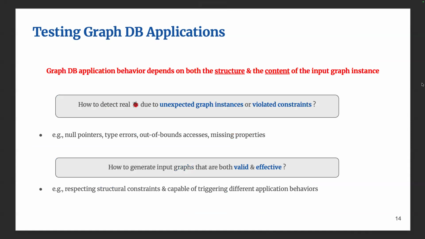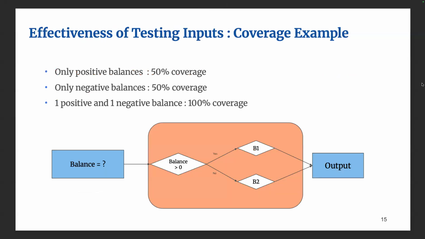So the main motivation is, in the graph database application setting, the behavior depends on both the structure and the content of the input graph instance, and we want to detect real bugs that are due to unexpected graph instances or violated constraints. To do so, we want to have property graphs that satisfy PG-Types and more complex PG constraints. One concept we'll be leveraging to improve this branch coverage is that whenever we have a branching condition, we want to maximize the number of paths that we are able to exercise.